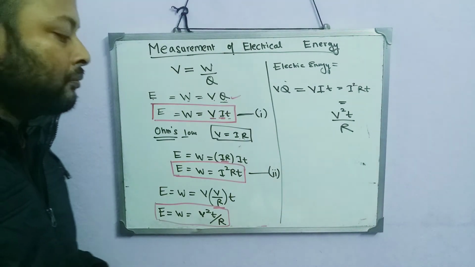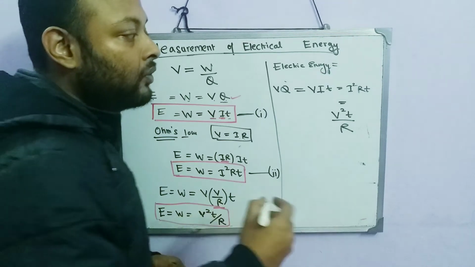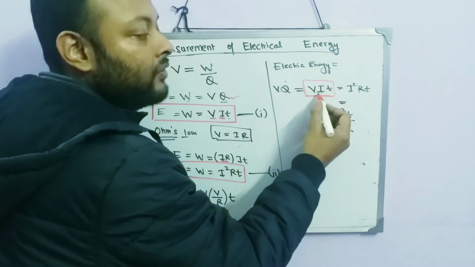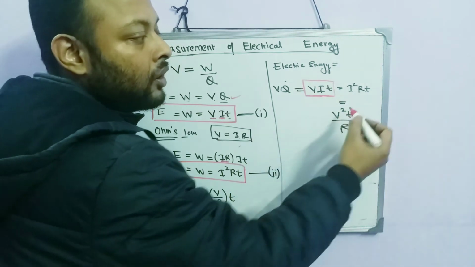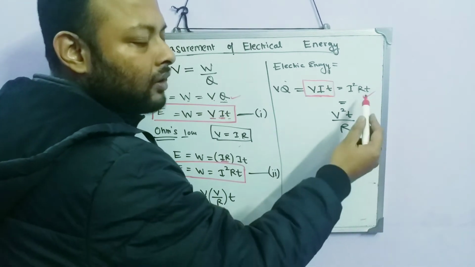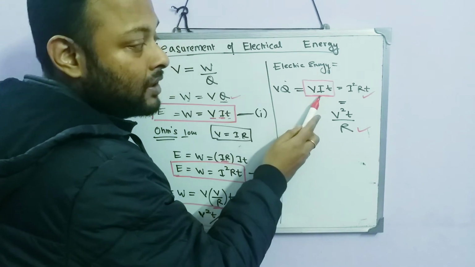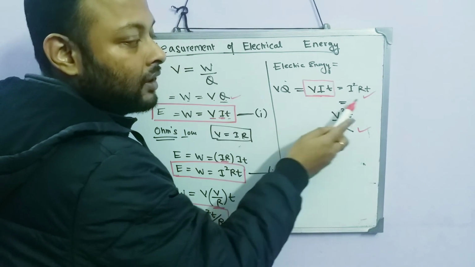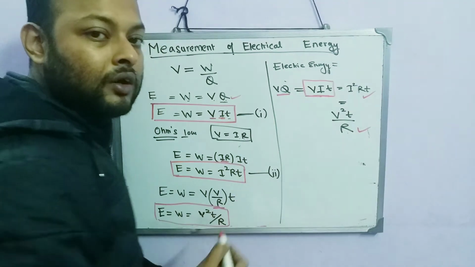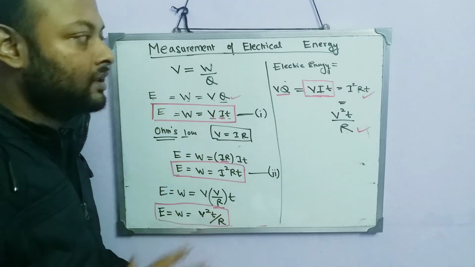So you have to remember these 4 forms of energy. Especially you have to remember this one. This is the basic one. If you remember VIT, then of course using Ohm's law you can derive this one and also derive this one. For these two, if you don't remember, no problem. If you at least remember energy is equal to VIT, then you can derive these 2 equations also. And this also we need to know for certain numericals. So I hope you understood the derivation of the electrical energy.